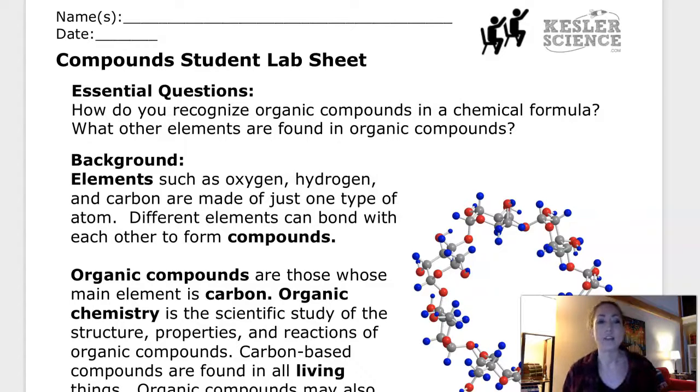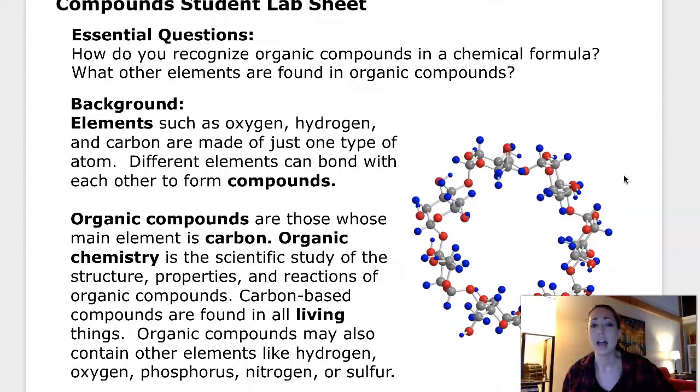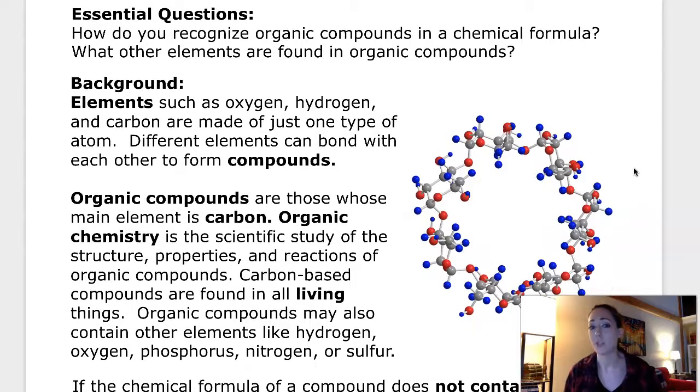Okay, so our essential question is, how do we recognize organic compounds in a chemical formula, and what other elements are found in organic compounds? So elements such as oxygen, hydrogen, and carbon are made up of just one type of atom, but then different elements can bond with each other to form compounds. Organic compounds are those whose main element is carbon.